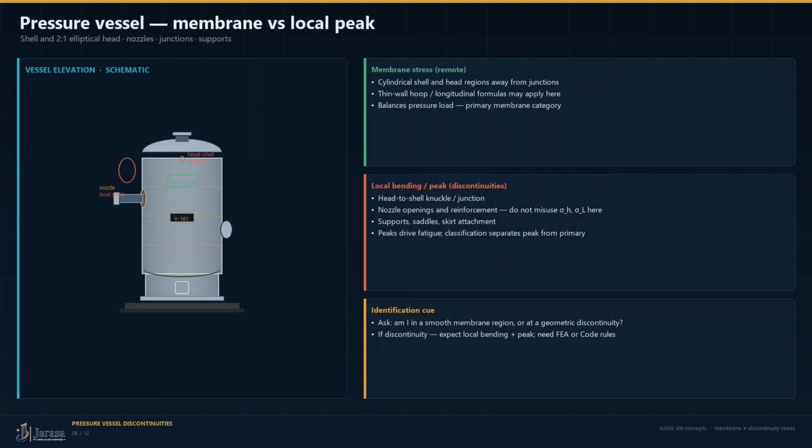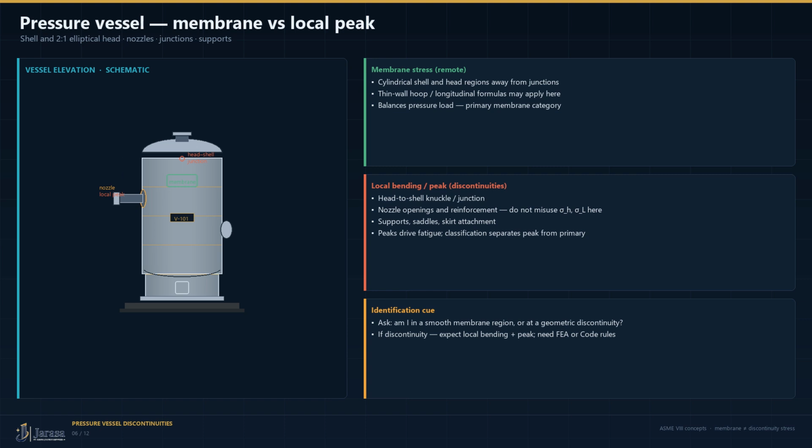A pressure vessel adds geometry the simple cylinder does not capture. The cylindrical shell and a 2-to-1 elliptical head carry membrane stress in regions away from junctions. At the head-to-shell knuckle, at nozzles, and at supports or saddles, local bending and peak stresses appear. Those peaks are real, but they are not what the basic thin-wall hoop and longitudinal formulas describe.